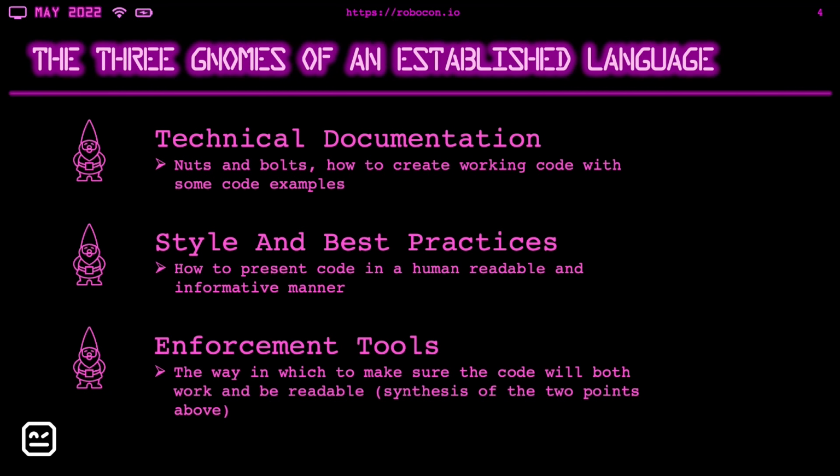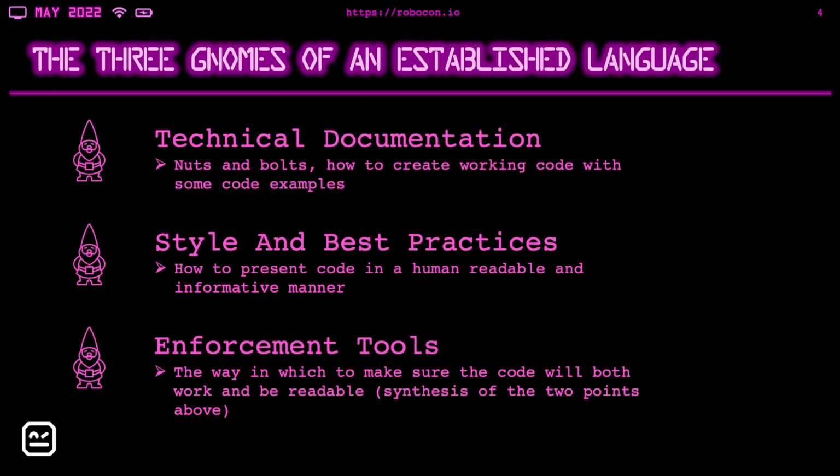Let's set a framework of points to fulfill. I call them the three gnomes of an established language. Going with a theme here, you'll see later on. The first gnome is the technical documentation. Most established languages have a user guide, Java docs, something that tells you how the program works.